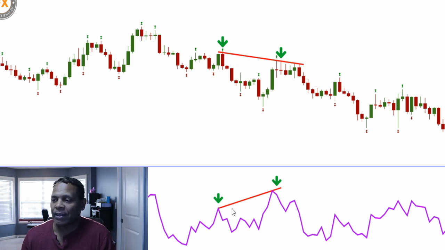But on the oscillator, this high is higher than the previous high. So looking at these two highs on the oscillator, this high would be higher, which it shouldn't be. And therefore it shows not true strength, and the market drops off.